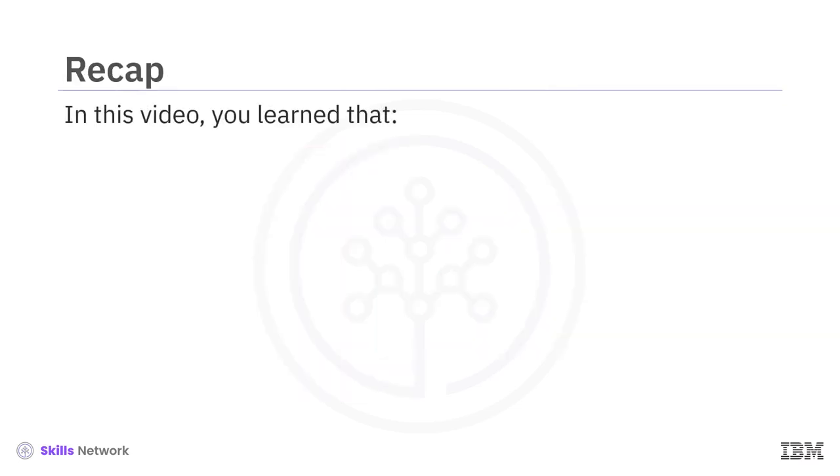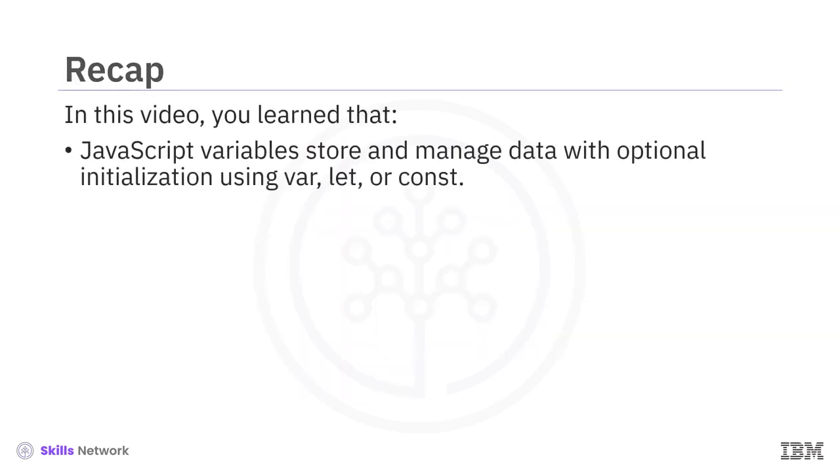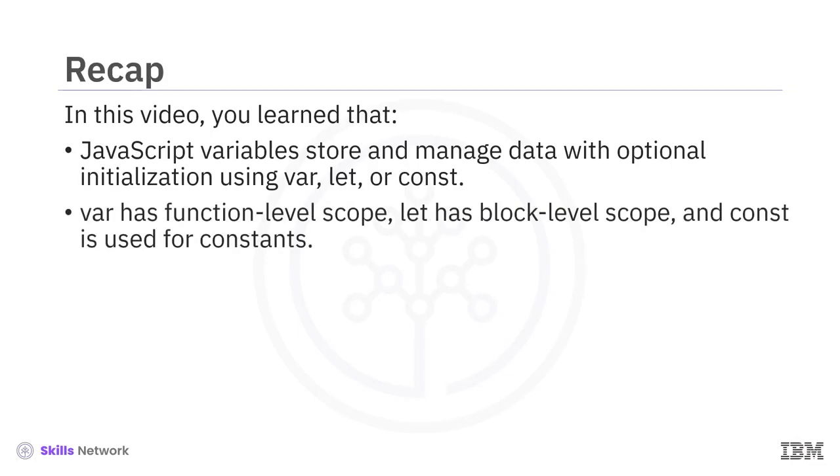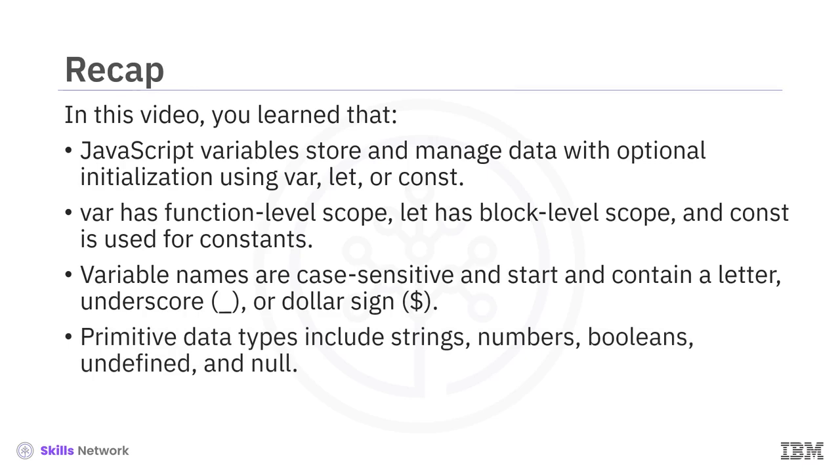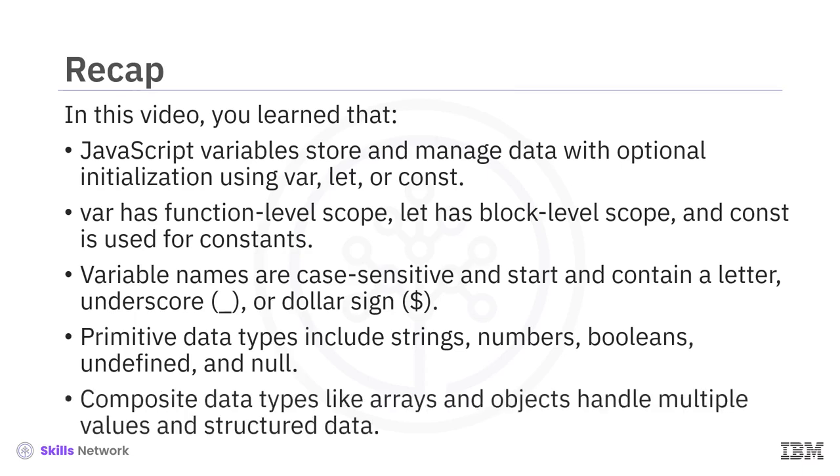In this video, you learned that JavaScript variables store and manage data with optional initialization using var, let, or const. Var has function-level scope, let has block-level scope, and const is used for constants. Variable names are case-sensitive and start with and contain a letter, underscore, or dollar sign. Primitive data types include strings, numbers, booleans, undefined, and null. And composite data types like arrays and objects handle multiple values and structured data.